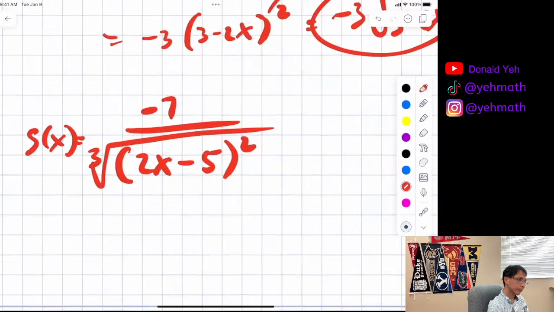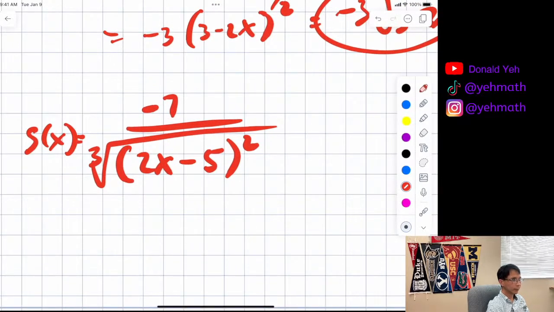You have x equal to that. Negative 7. So this is g of x. No, it doesn't matter. g of x, f of x, k of x, chunk of x, doesn't really matter. It's just a name.